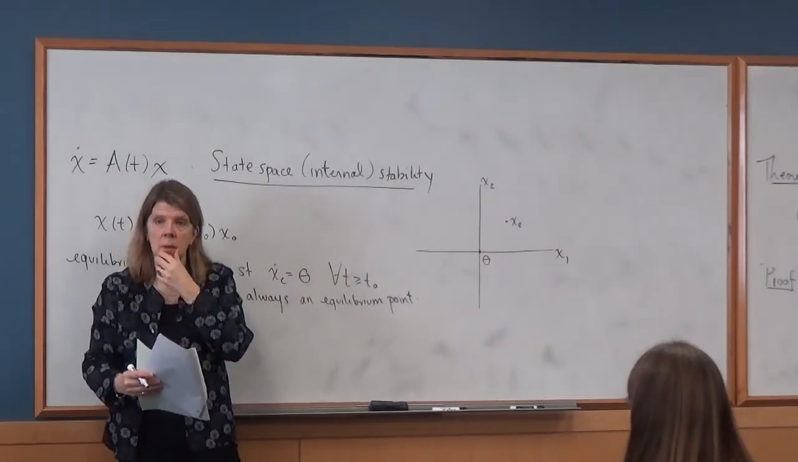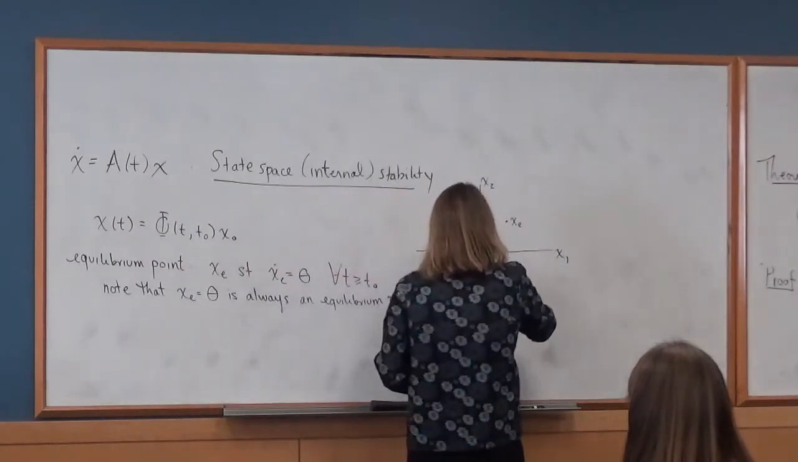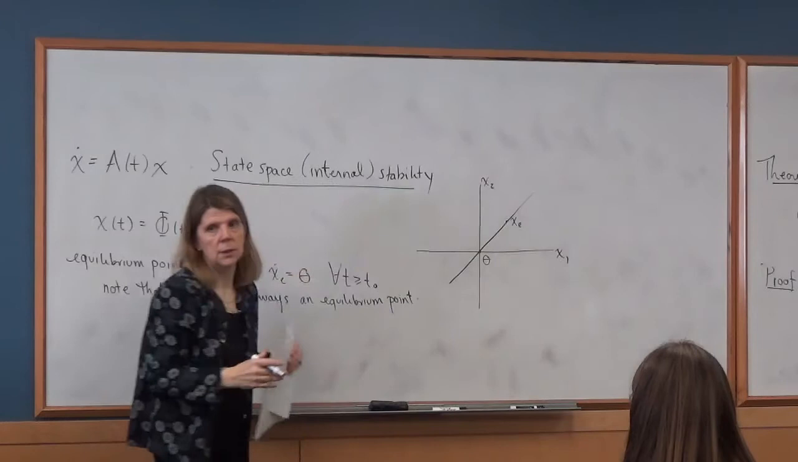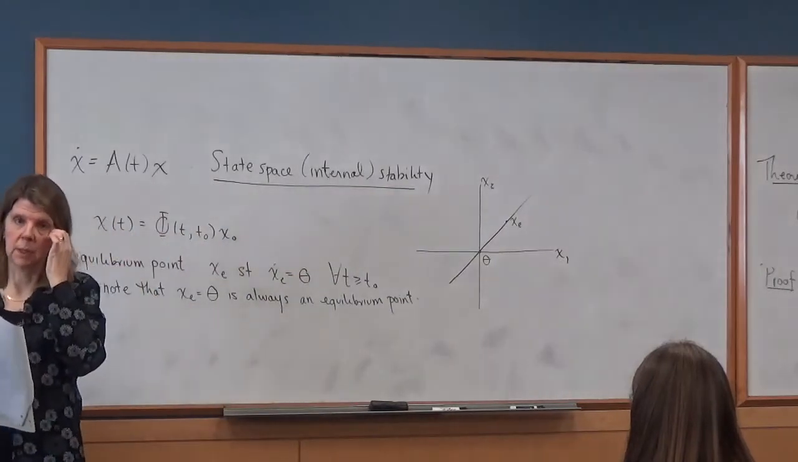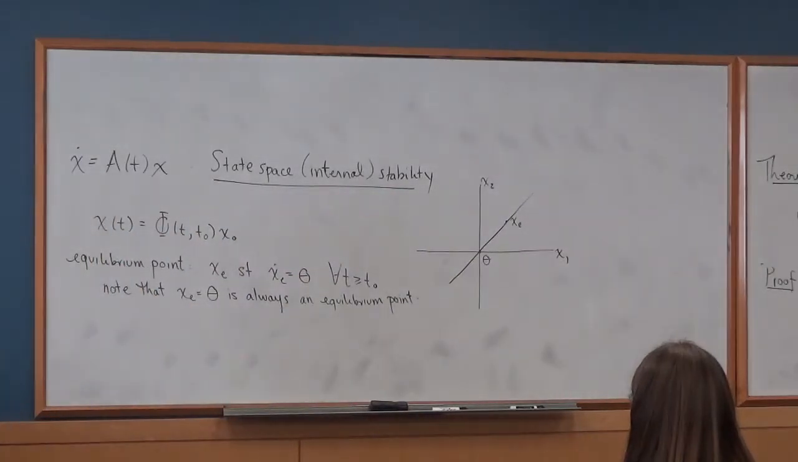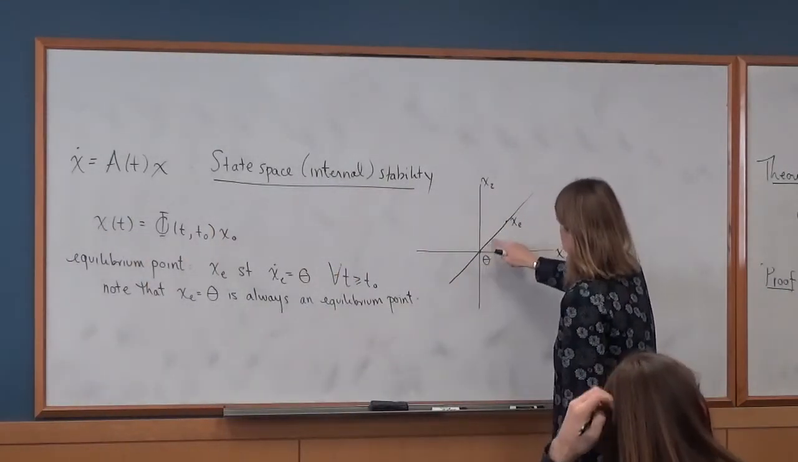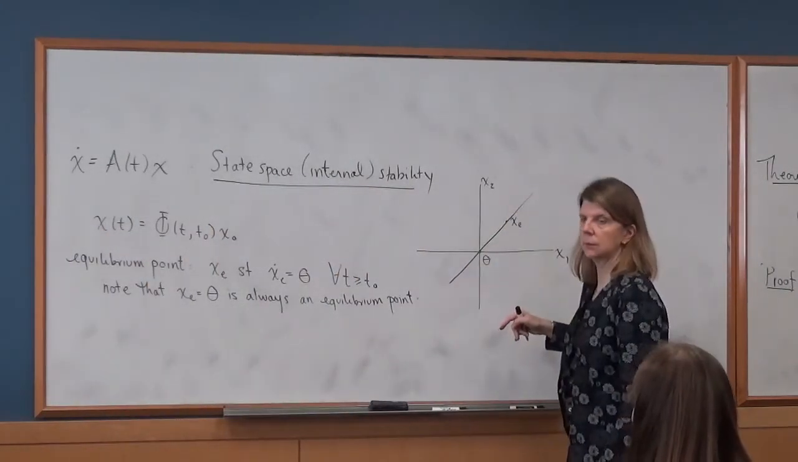There has to be a straight line because of what we know about the null space. If x_e is in the null space, which is a subspace, then if that's a non-zero equilibrium point, all of the points along this line have to be non-zero equilibria.